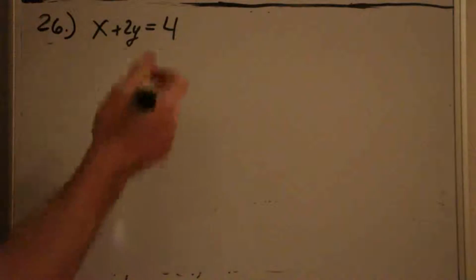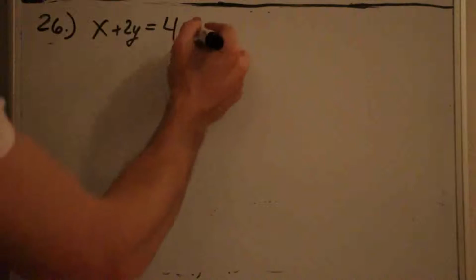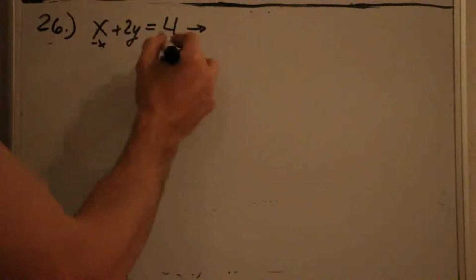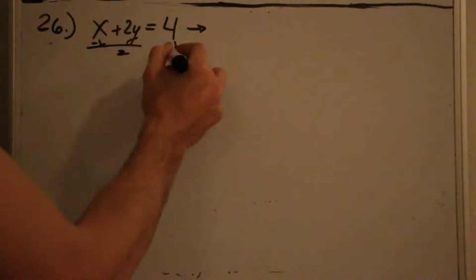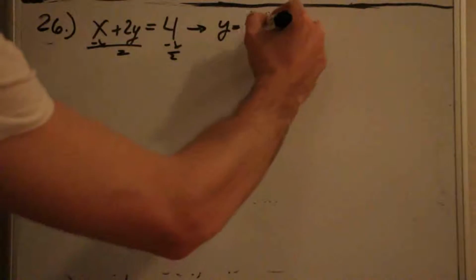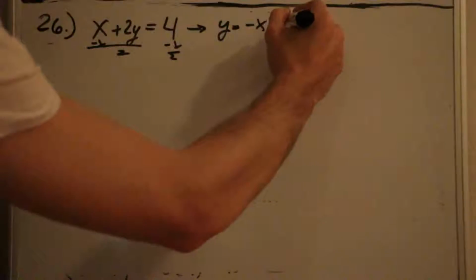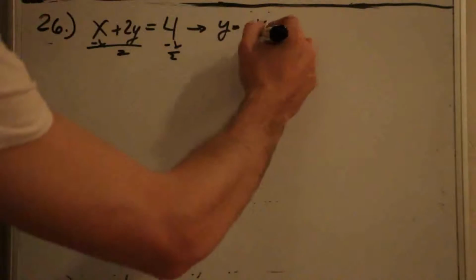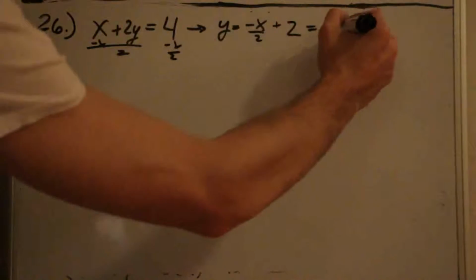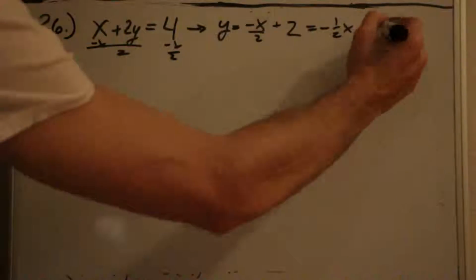Alright, so in order to find our region, let's make this into something that we know a little bit better. Subtract x from both sides and then divide the whole thing by 2, and we get y equals negative x over 2 plus 4 over 2, which is 2. So y equals negative 1/2 x plus 2.